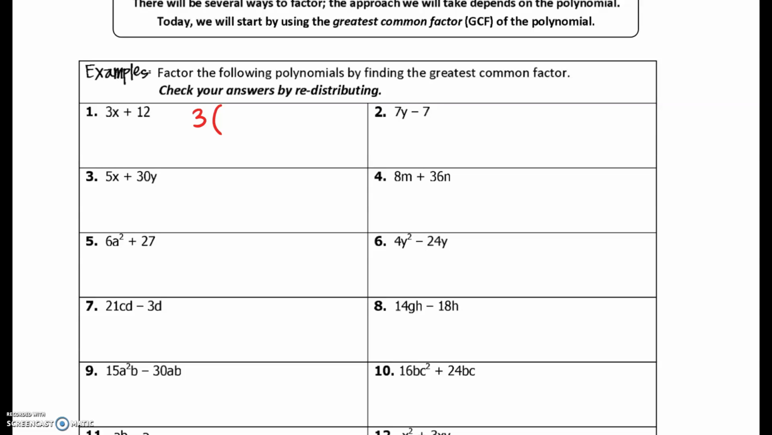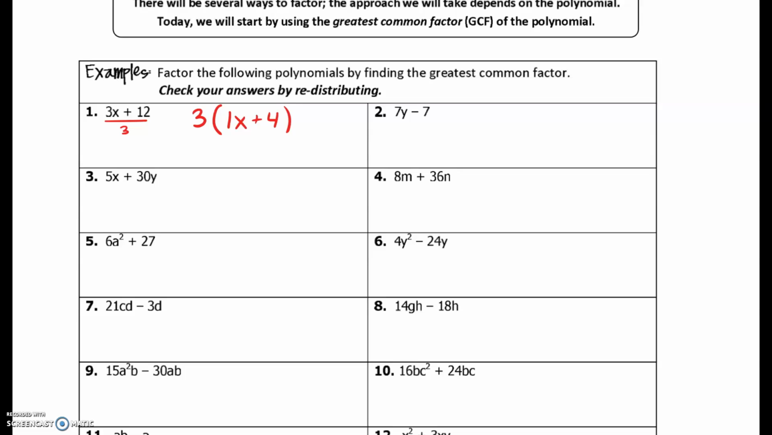In order to figure out what is left in that parenthesis, I am going to divide both of these terms by that GCF that I factored out. And as we're dividing, remember the rule was to divide the coefficients. So 3 divided by 3 is 1. And you don't have any exponents to worry about, so you're going to bring the x along in your answer. Then you will divide 12 by 3, and that would give you 4.